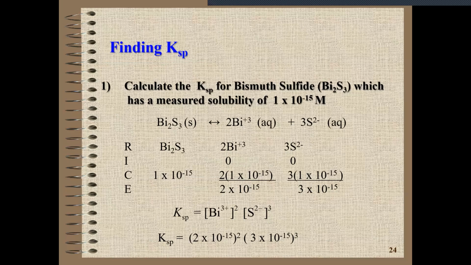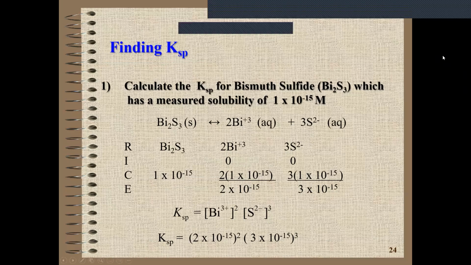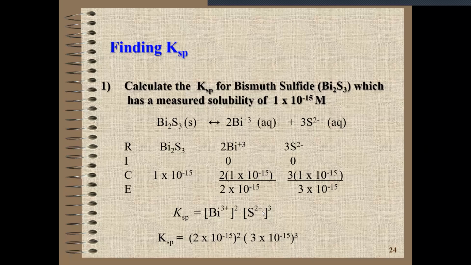If you're already squaring the concentrations, why do you have to double and triple them if you're already squaring them? Okay, good question. So first of all, the squaring and cubing, that's part of the KSP formula. And you know how to do that because if the coefficient is 2 and the coefficient is 3, then the exponent will be 2 and the exponent is 3. So you know that part.